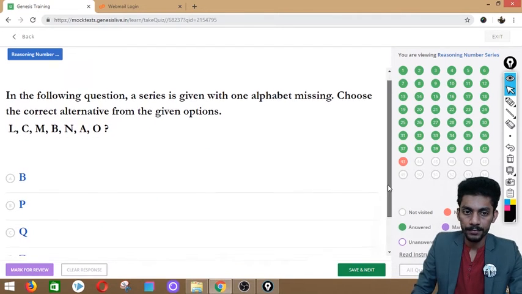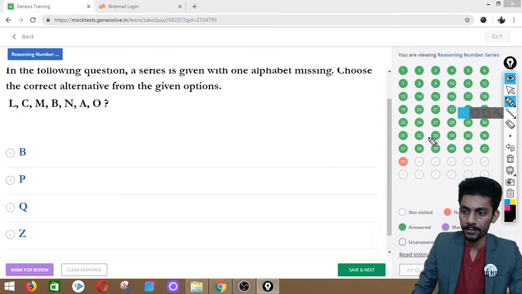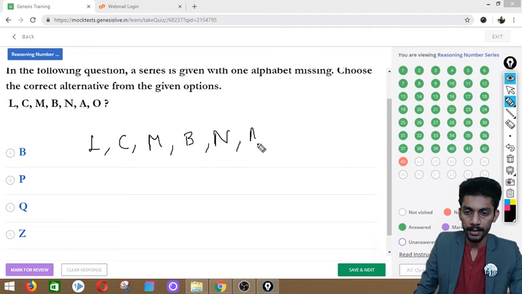Let's solve question number 43. So question number 43 says L, C, M, P, N, A, O and dash. Correct? So what is L? L is the 12th letter.